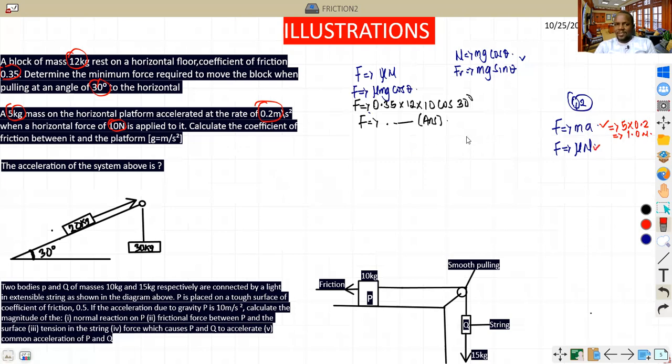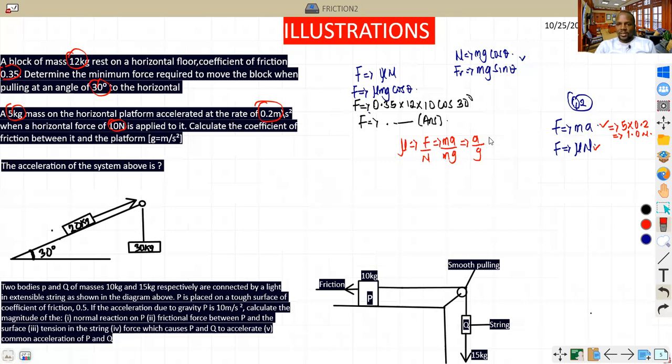I will just say, okay, fine. It's simple for me to know that if I make coefficient of friction the subject of the formula, it will be equal to the force over the normal reaction. The force acting on this one is ma. Then the normal reaction acting on this one is mg. So another person will just say, the acceleration over the gravity. You know, understanding the concept is very good.